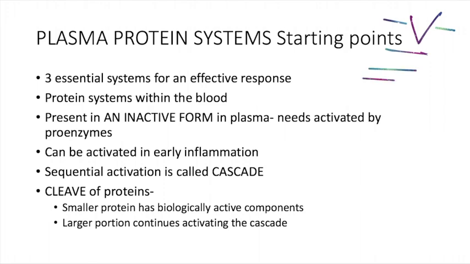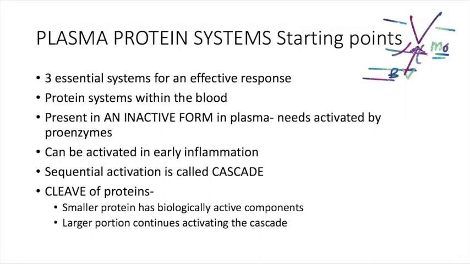But now we're into the blood vessel area, and these are actually circulating. They are present in an inactive form, circulating in the blood, and then chemoattractants will bring it into the area, and then we're going to get activated. They can be activated in early inflammation, but a lot of them do respond to microorganisms. It is involved with what is called a sequential activation, called a cascade. So all three of the plasma systems are a cascade format.